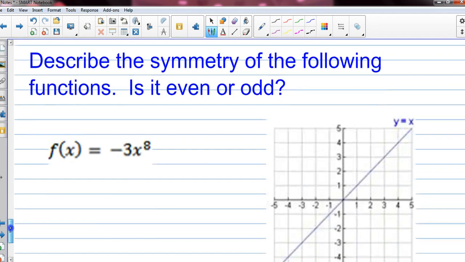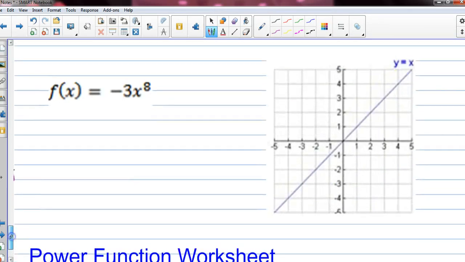So, describe the symmetry of the following functions. Is it even or odd? So f of x equals negative 3x to the 8th power. Well, considering 8 is even, this is even, and it's symmetrical to the y-axis because it's even.